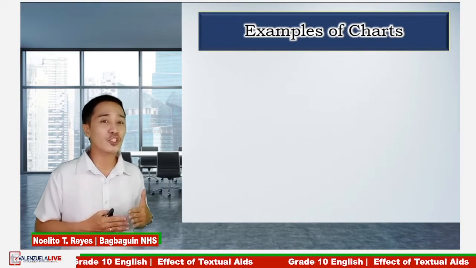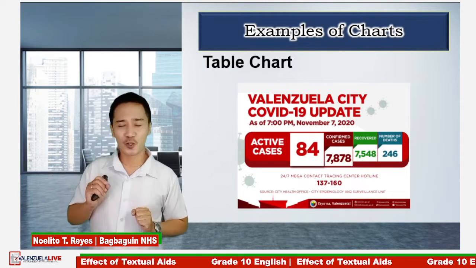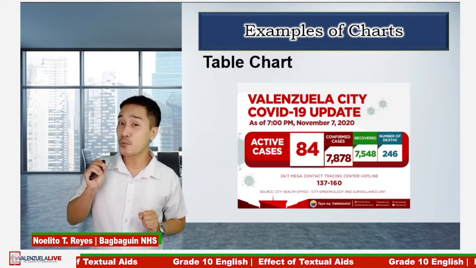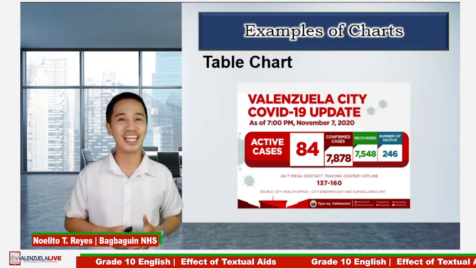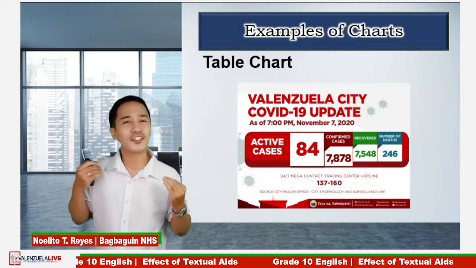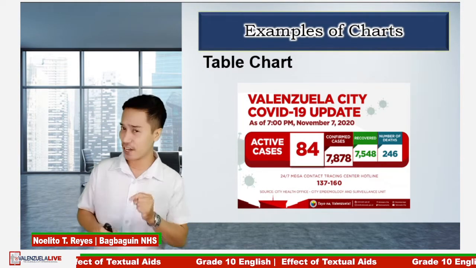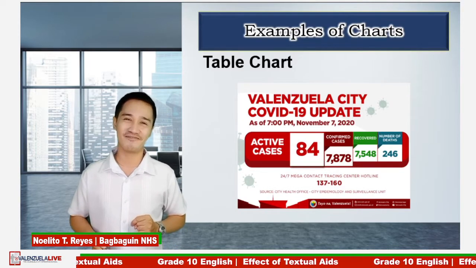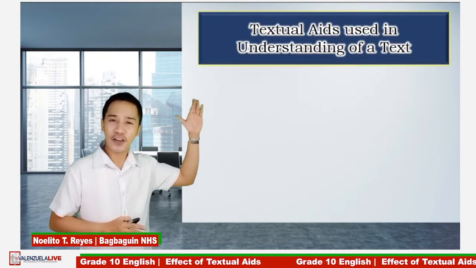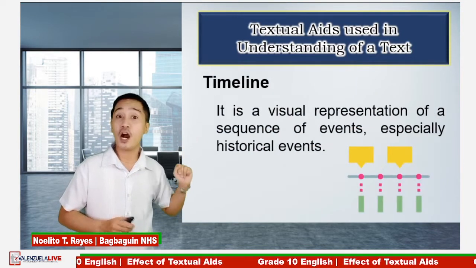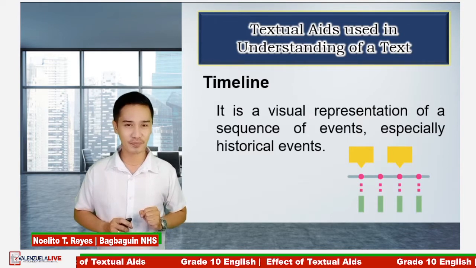Let's go back to the chart presented in the flash report. Did you notice that the information was presented in a table chart form? Great. The chart visually assisted you to capture the meaning or to get the information that you need. And lastly, a timeline. It is a visual representation of a sequence of events, especially historical events.